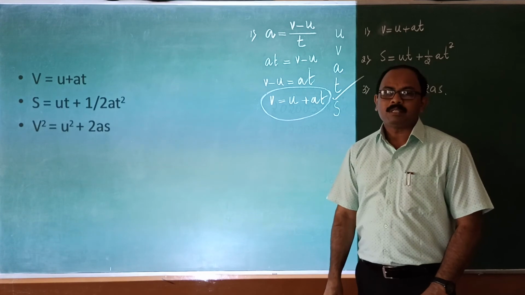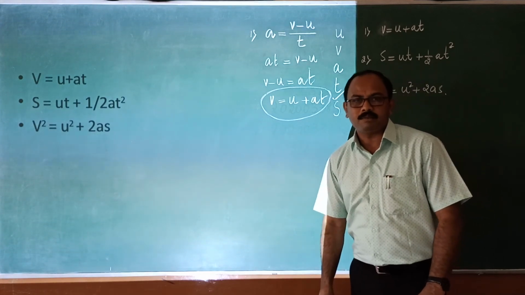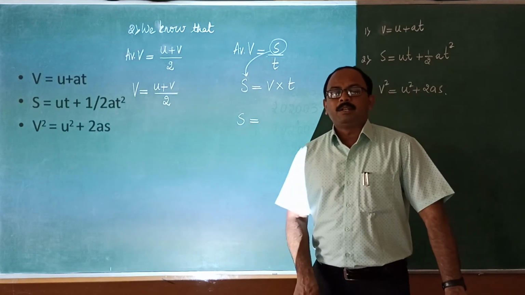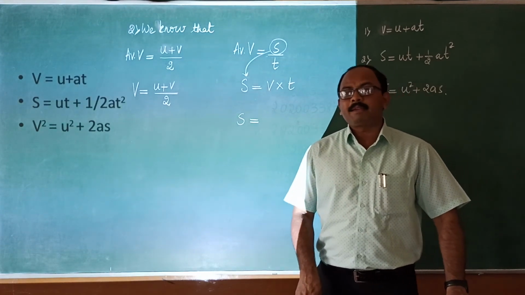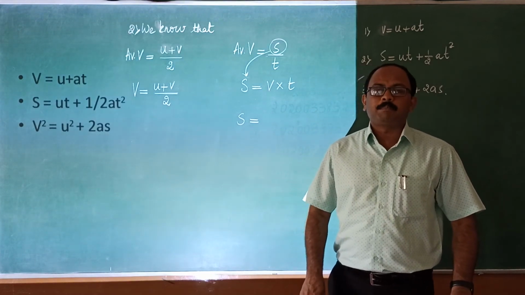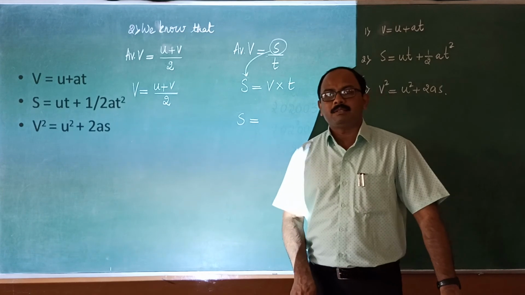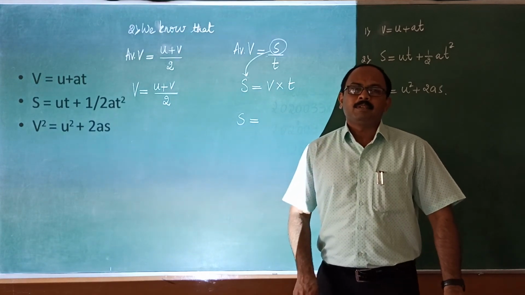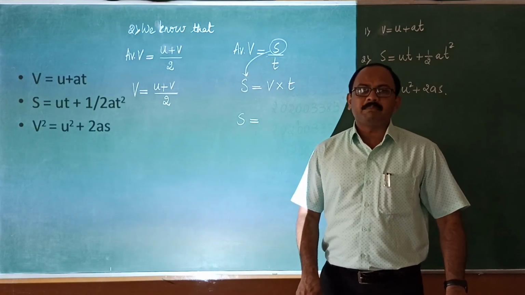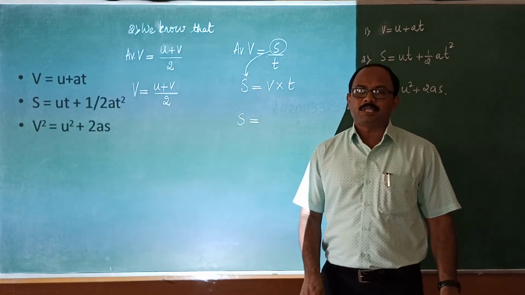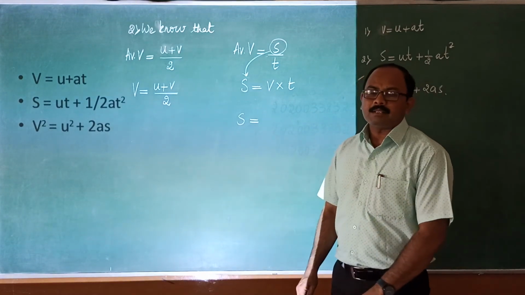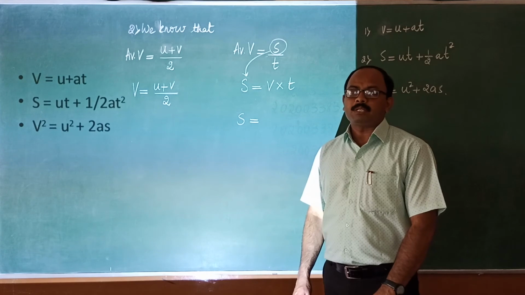Let's look into the second equation of motion. Children, now we are going to derive or prove how s is equal to ut plus half at square, children. Listen carefully. If you have practiced at least 2 or 3 times, definitely this will become simple to you, children. Okay, listen.